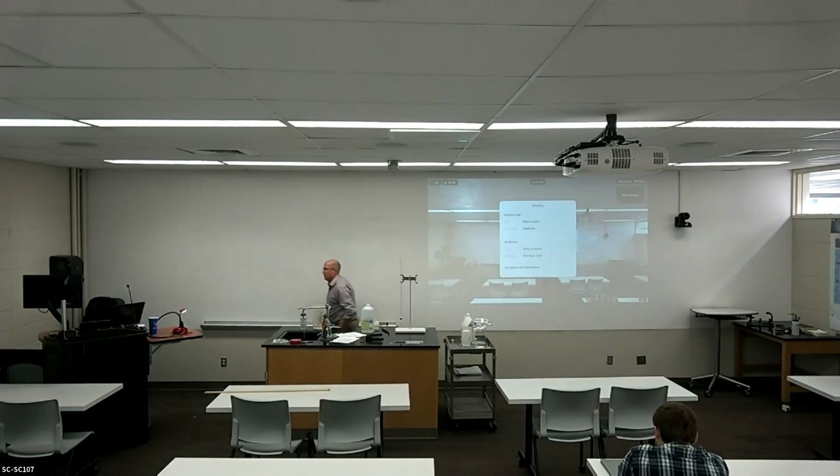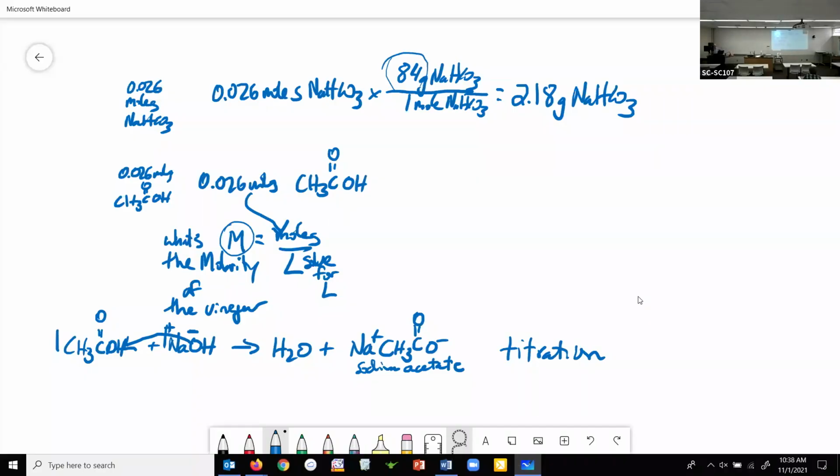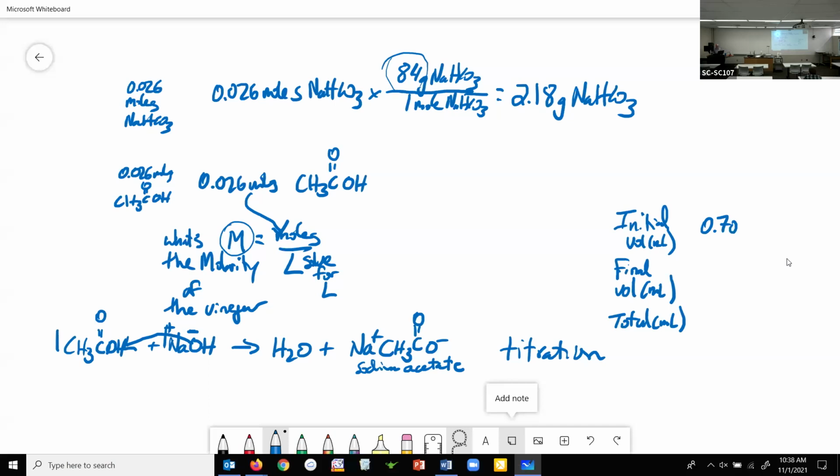0.70. I'll record that over here. My initial volume in milliliters, 0.70. I'm going to add sodium hydroxide and record a final volume. And then I'm going to record the total in milliliters. Data table goes on there.